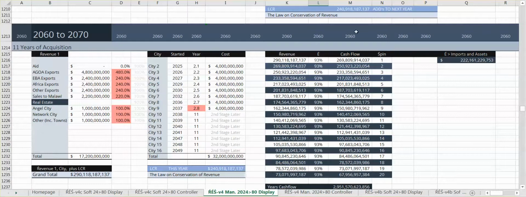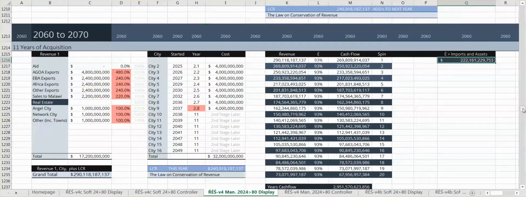Right, okay, so this decade I've gone for something different, gone to look to buy things, and here we see 222 billion in imports and assets. That could be buying land, it could be buying resources, it could be building entire grand networks in other countries, USA for example, but really any country.